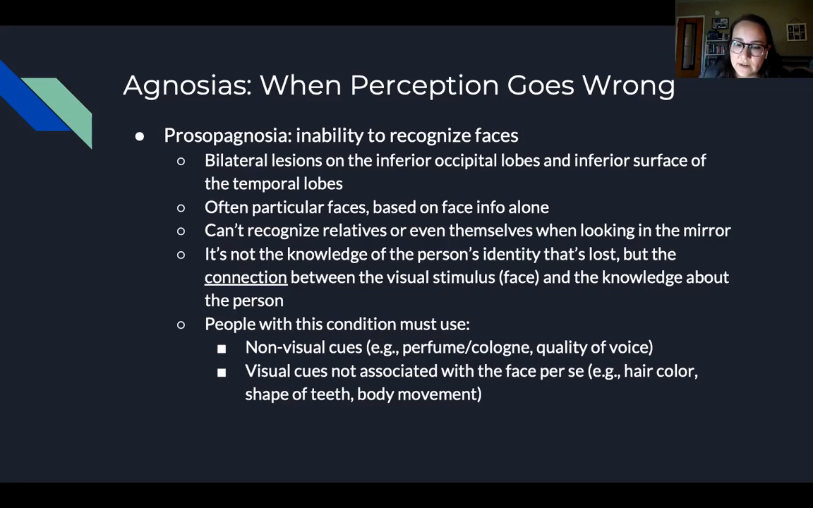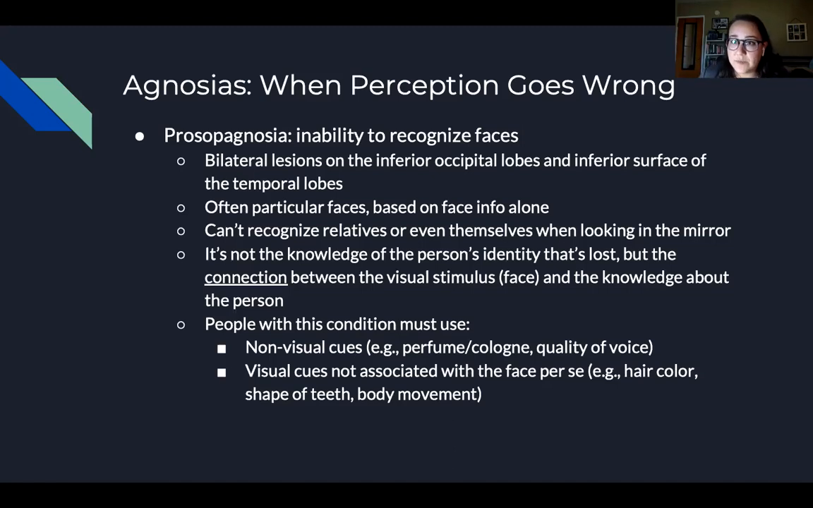And so the evidence here is that it's not the knowledge of the person's identity that's been lost. It's not that they've forgotten who they are. It's just they are no longer able to make the connection between the visual stimulus of the face, either in the mirror of themselves or in a loved one, and then the knowledge about who that person is.